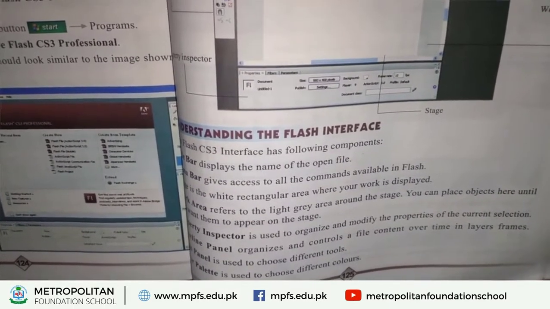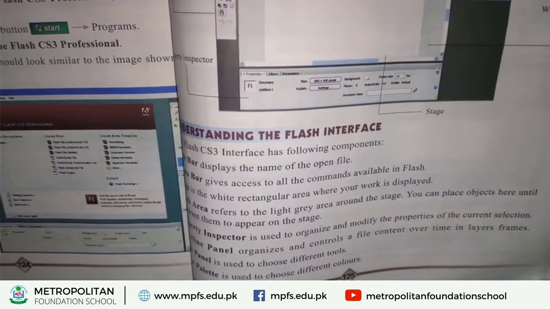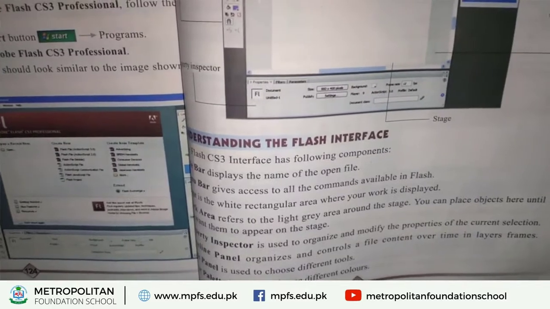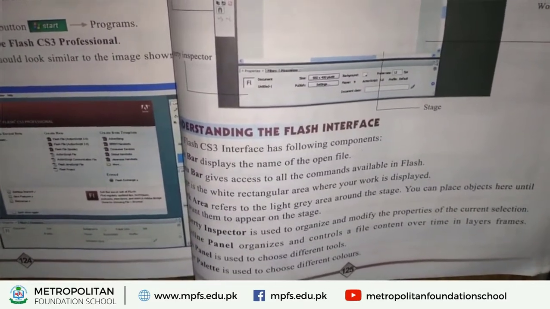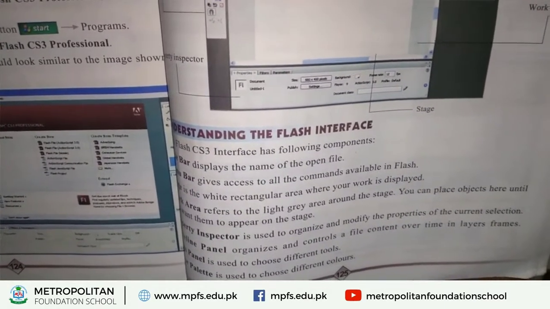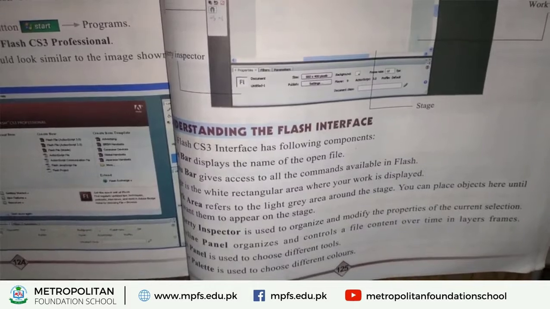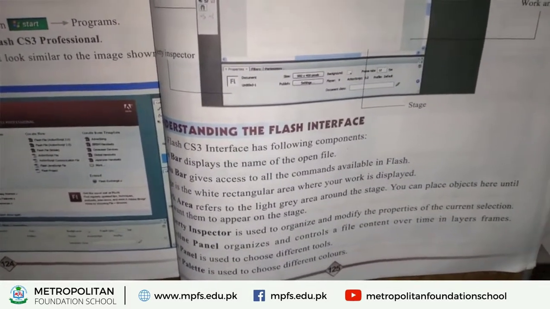Property inspector is used to organize the modified properties of the current selection. The tool panel is used to choose the different tools. You know very well how to use the different tools, pencil, filter box, etc.